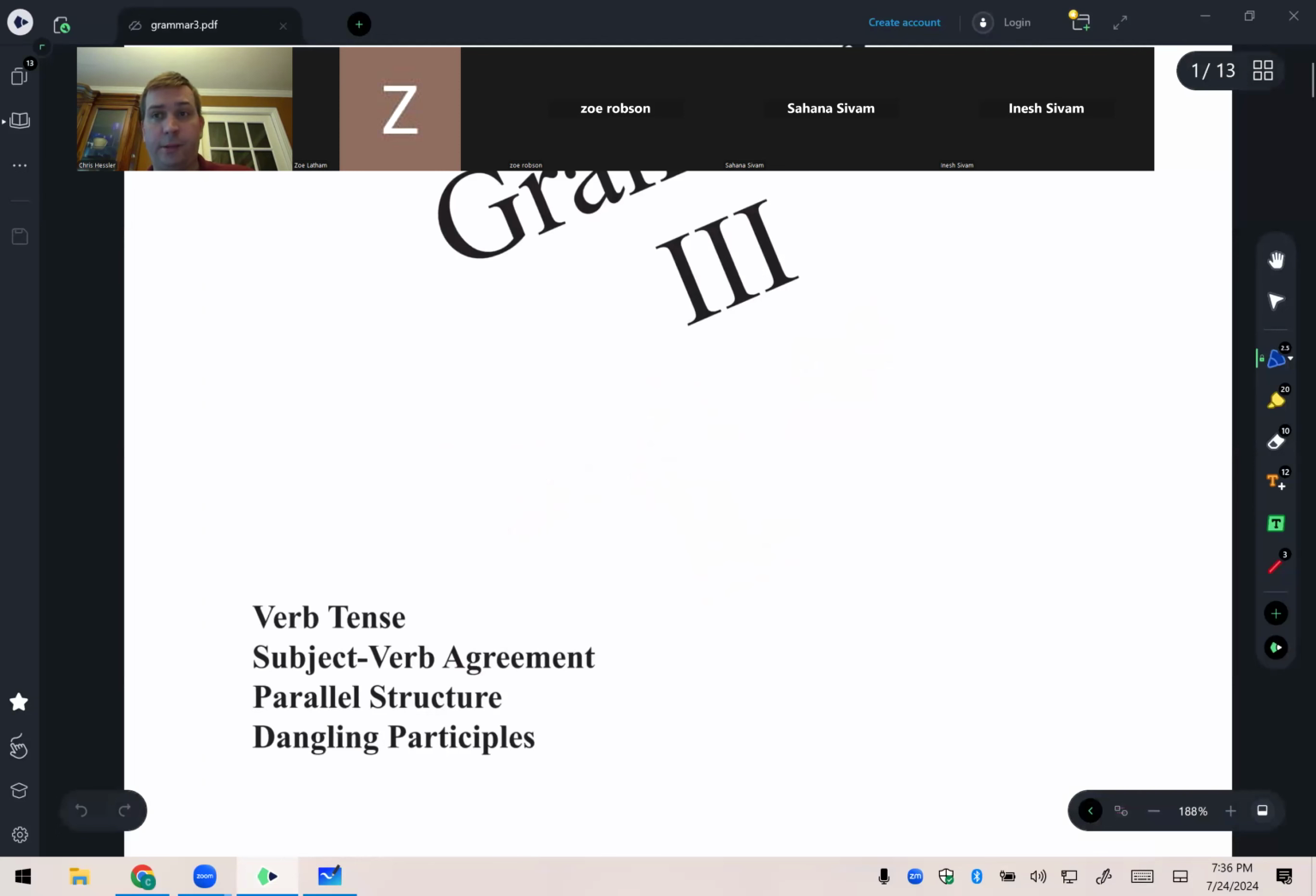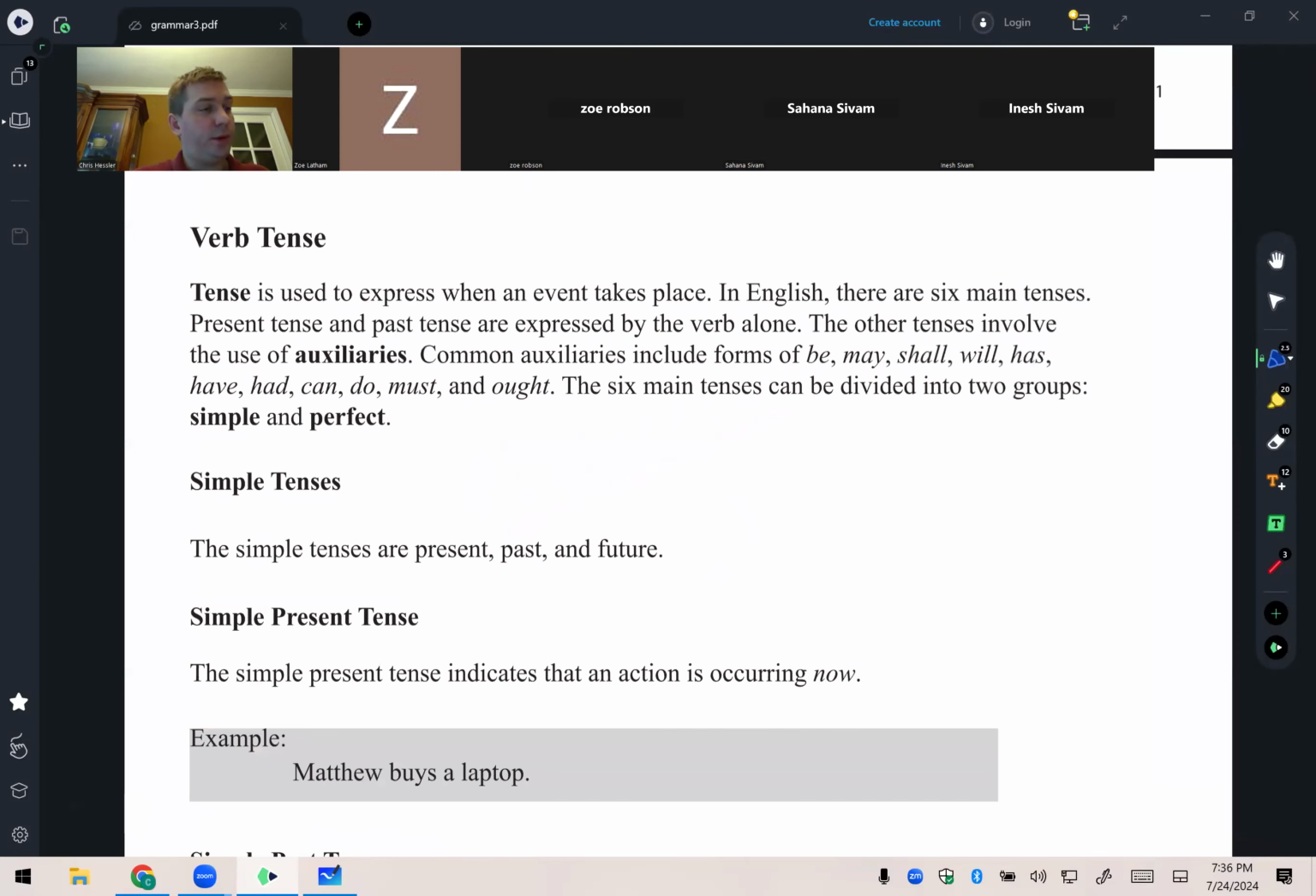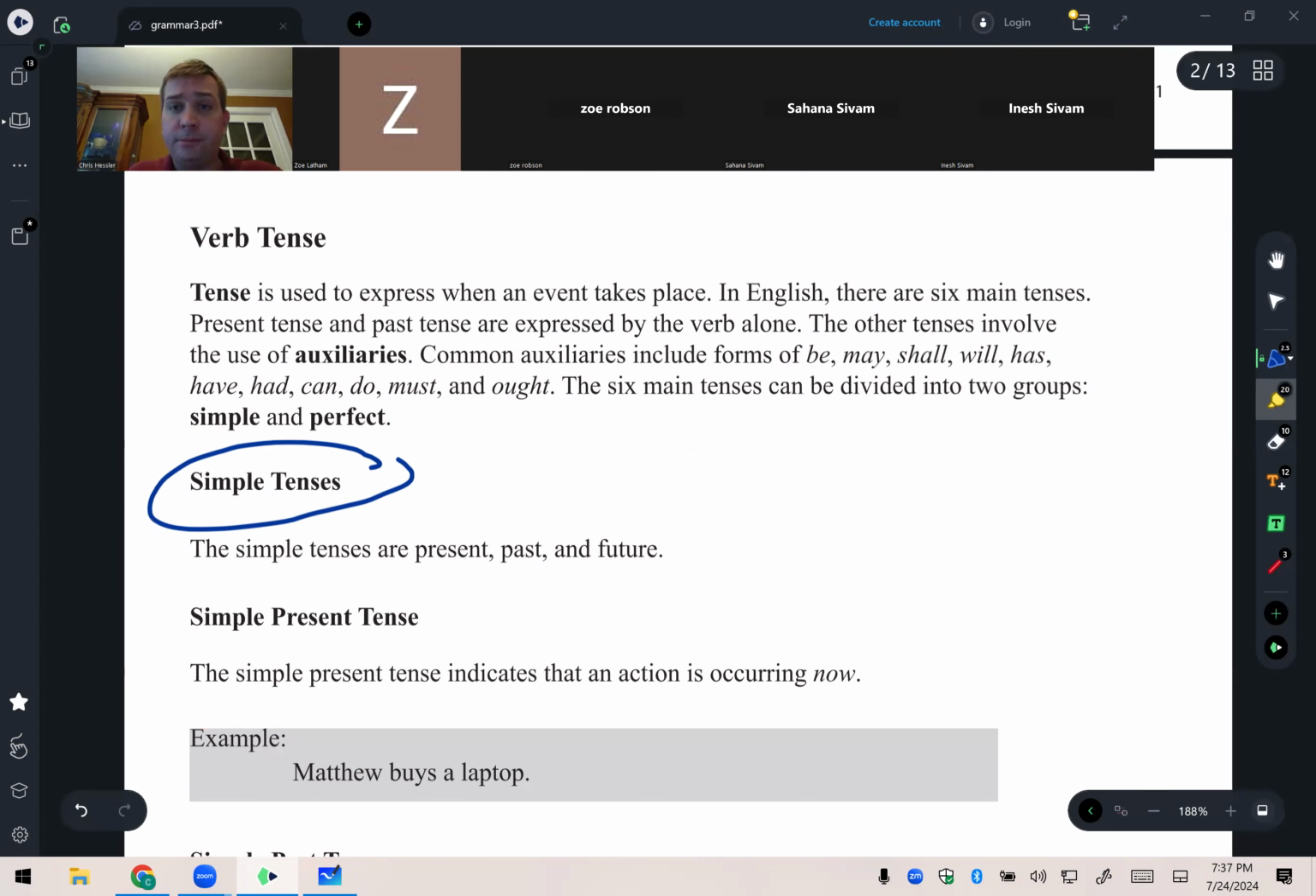So let's start with tense. Verb tense just indicates when events occur. We have simple tenses, which are, as they sound, simple, but we also have perfect tenses, which are a little more complicated. In English, there are 6 commonly used tenses. Present tense and past tense are formed just by changing the verb. The other tenses involve helping verbs. These are forms of be, may, shall, will, has, have, had, can, do, must, and ought.